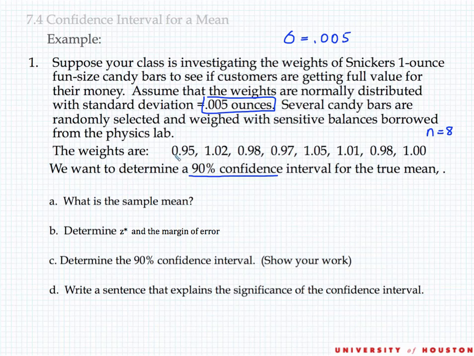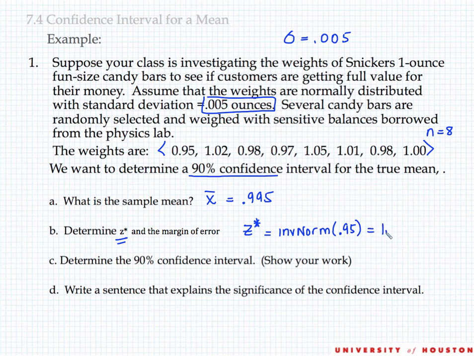Our sample mean would be found by taking the mean of these values right here, adding them up and dividing by 8. When we do that, we get a sample mean of 0.995. Now, since we have this population standard deviation, sigma, we'll use z star for our critical value. Z star for a 90% confidence interval will be equal to inverse norm of 0.9 plus (1 minus 0.9) over 2, which is 0.95.